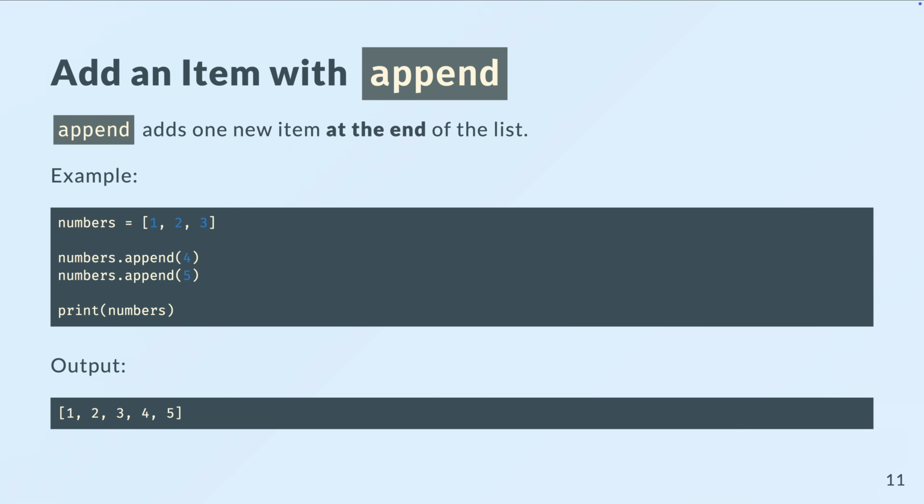Let's check. After appending 4 and 5, the list becomes 1, 2, 3, 4, 5. Append always adds to the end.